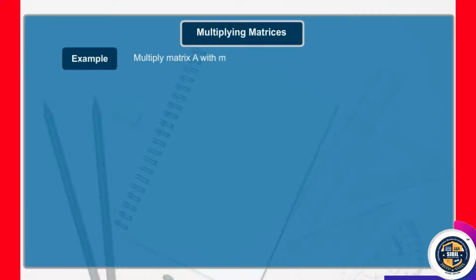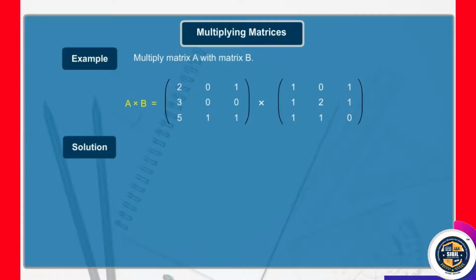Example, multiply matrix A with matrix B. Solution. First multiply the first row of A with the first column of B, which gives the first row of the new matrix. Repeating this procedure, we get the matrix A times B.